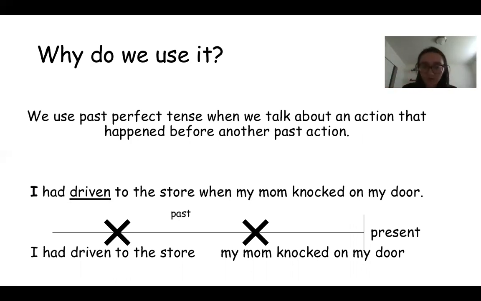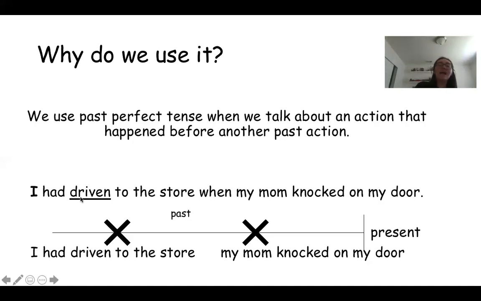So we use the past perfect tense when we talk about an action that happened before another action. And that's why it's important, because you're talking about two things that happened separately, two different things, two different actions. And you're making sure that people understand that this action came before this action, but they both are in the past. So that's what's important.